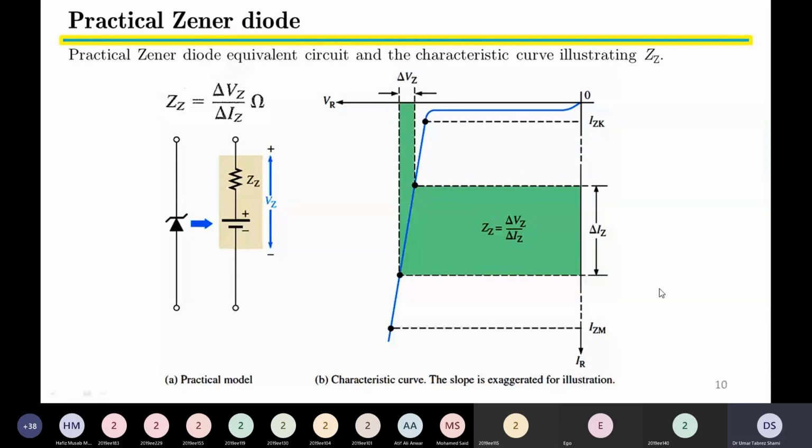If we look at the graph, on the x-axis we have the Zener voltage, and on the y-axis we have the Zener current. As usual, IZK represents the Zener diode knee current, and IZM represents the Zener diode maximum current. The region between IZK and IZM is our reverse breakdown voltage region. We have to operate the Zener diode within this region.